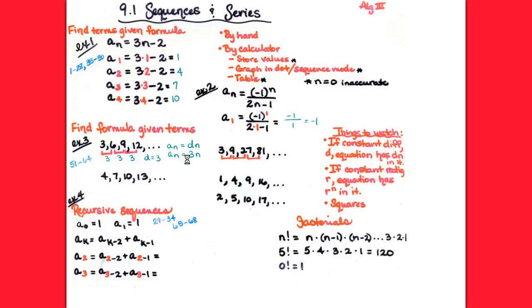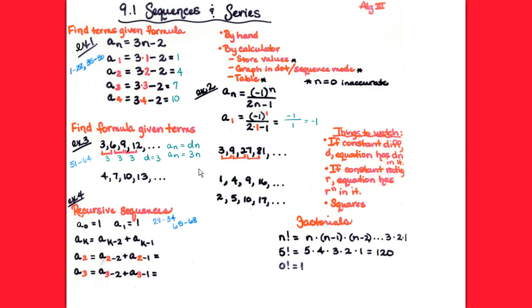So go back and look at that and see how that formula relates to the numbers that you have in your sequence. So if you put in 1, you've got 3. If you put in 2, you've got 6. If you put in 3, you get 9. If you put in 4, you got 12. Hey, that's my formula right there.